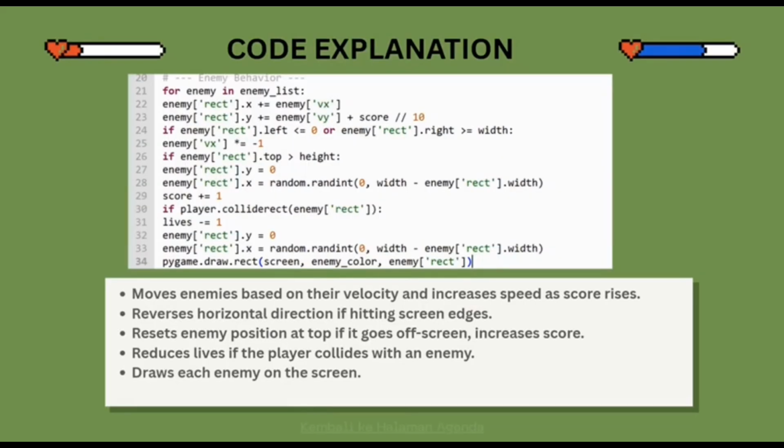The next one is enemy behavior. It moves enemies based on their velocity and increases speed as the score rises. It reverses horizontal direction if hitting screen edges. It resets the enemy position to the top if it goes off screen and increases the score. It reduces life if the player collides with the enemy. The last one draws each enemy on the screen.